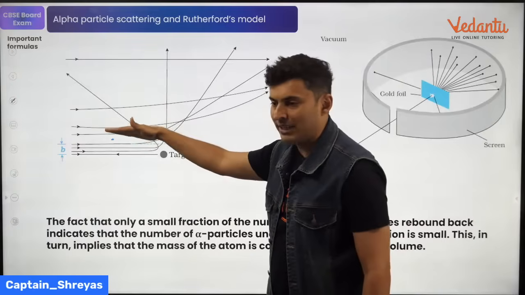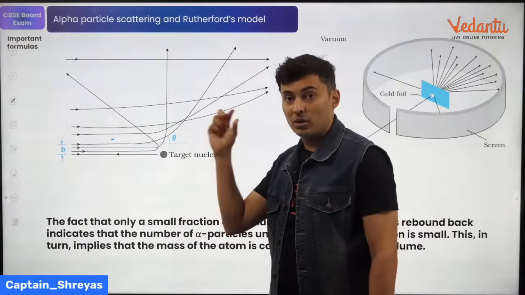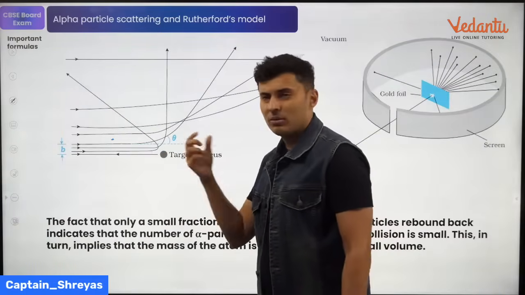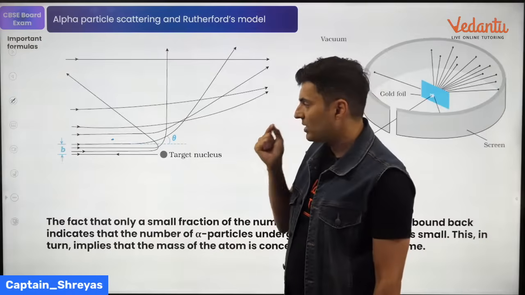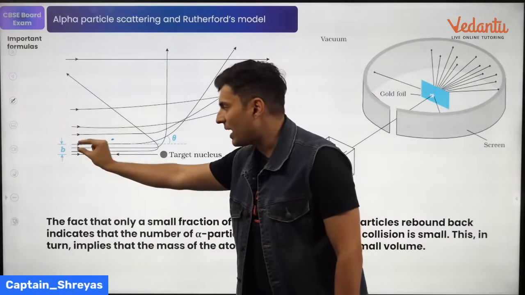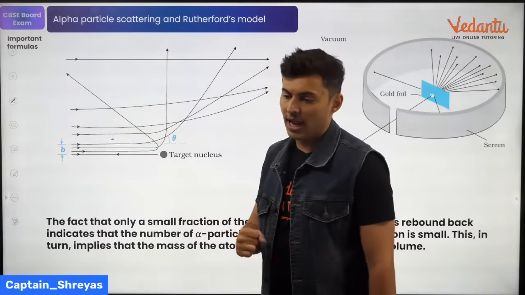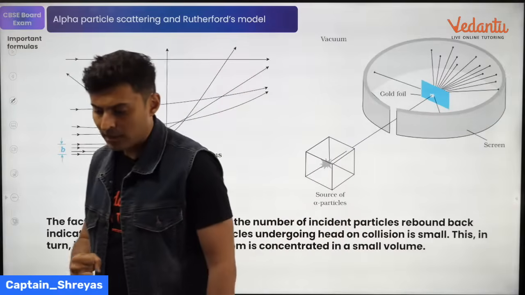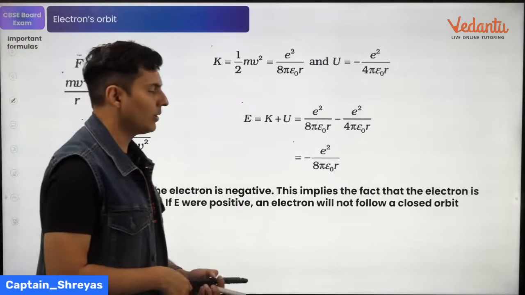As the impact parameter reduces, you will see that the closest distance of approach also decreases, and closest distance means till where the alpha particle comes, as close as possible to the nucleus. And you will see that as this parameter reduces, there is an increase in the deflection angle. Is that okay? Yep, that's how it's going to go on. Okay, so this is very important.